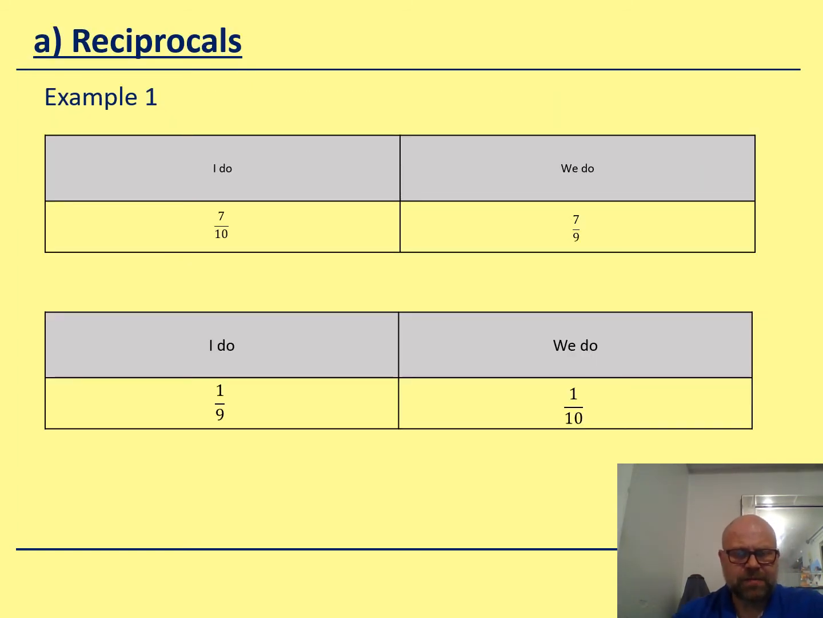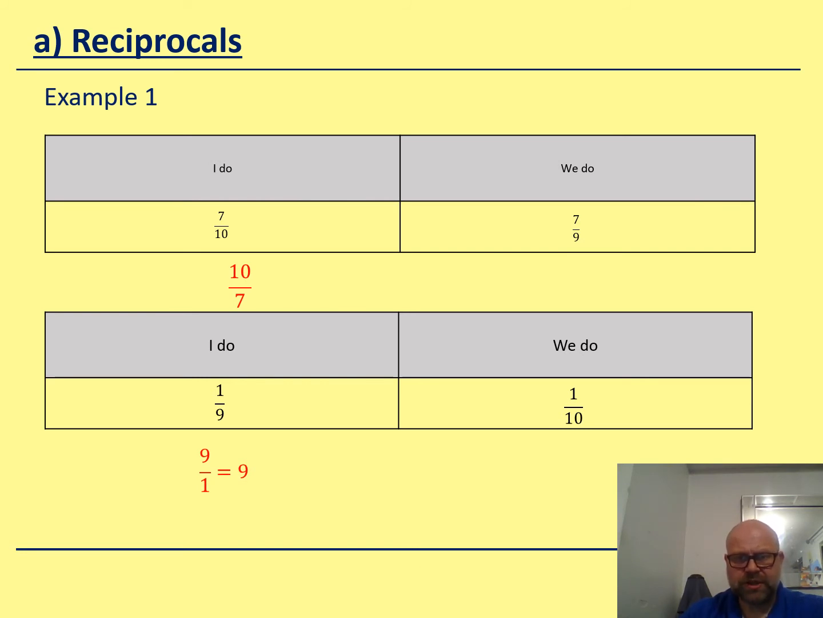Okay, example. Find the reciprocal of 7 over 10. Well, we just flip the fraction and do the inverse, 10 over 7. Find the reciprocal of 1 over 9. We flip the fraction and it's going to be a whole number, which is 9.